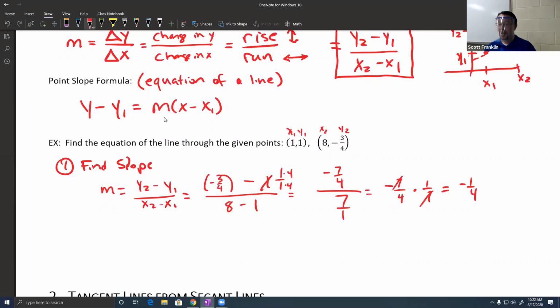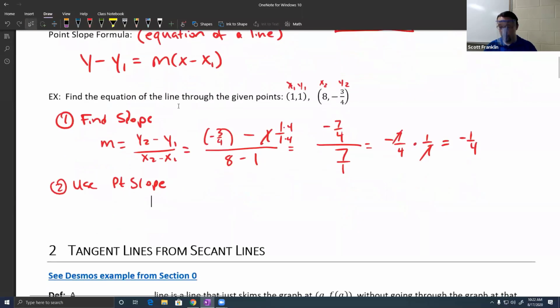So that's the slope, and then second, I'm going to use point slope, which is this formula we just had right here. We can pick either point, but we're going to plug the point in for x1, y1 and then the slope that we just found. So we have y minus, and my y1 is 1, equals negative 1/4 times x minus 1, which there it is in point slope form.